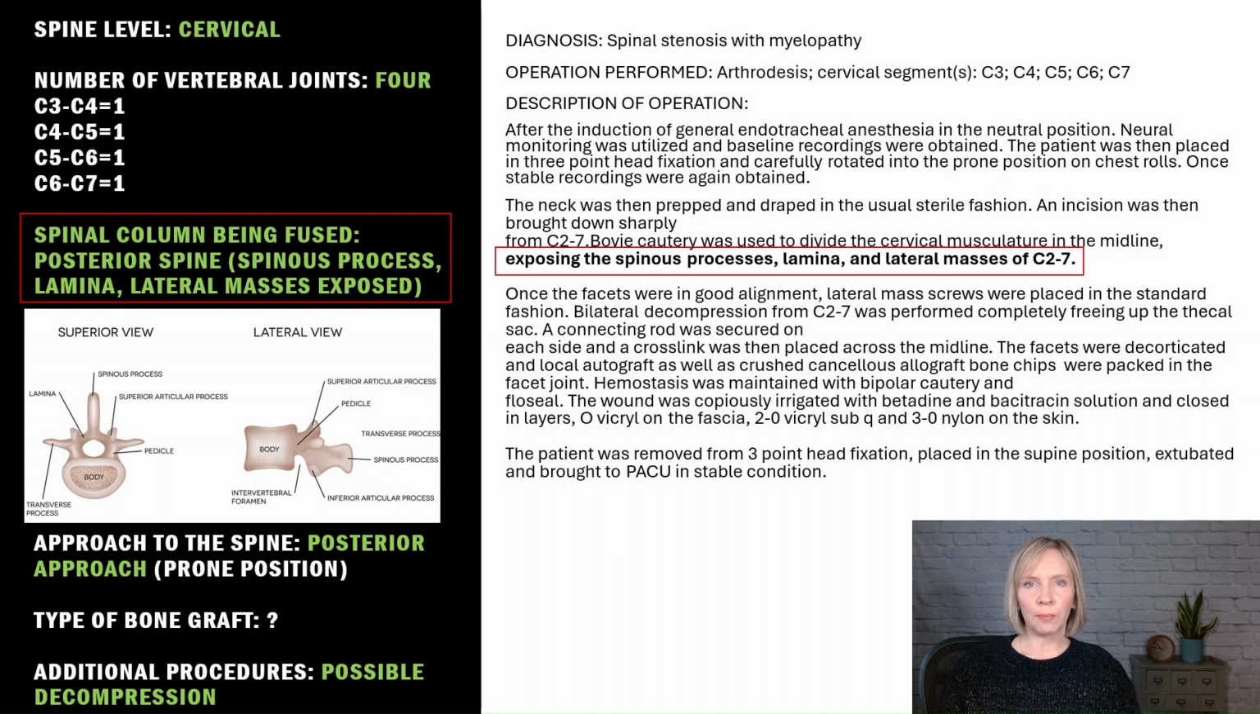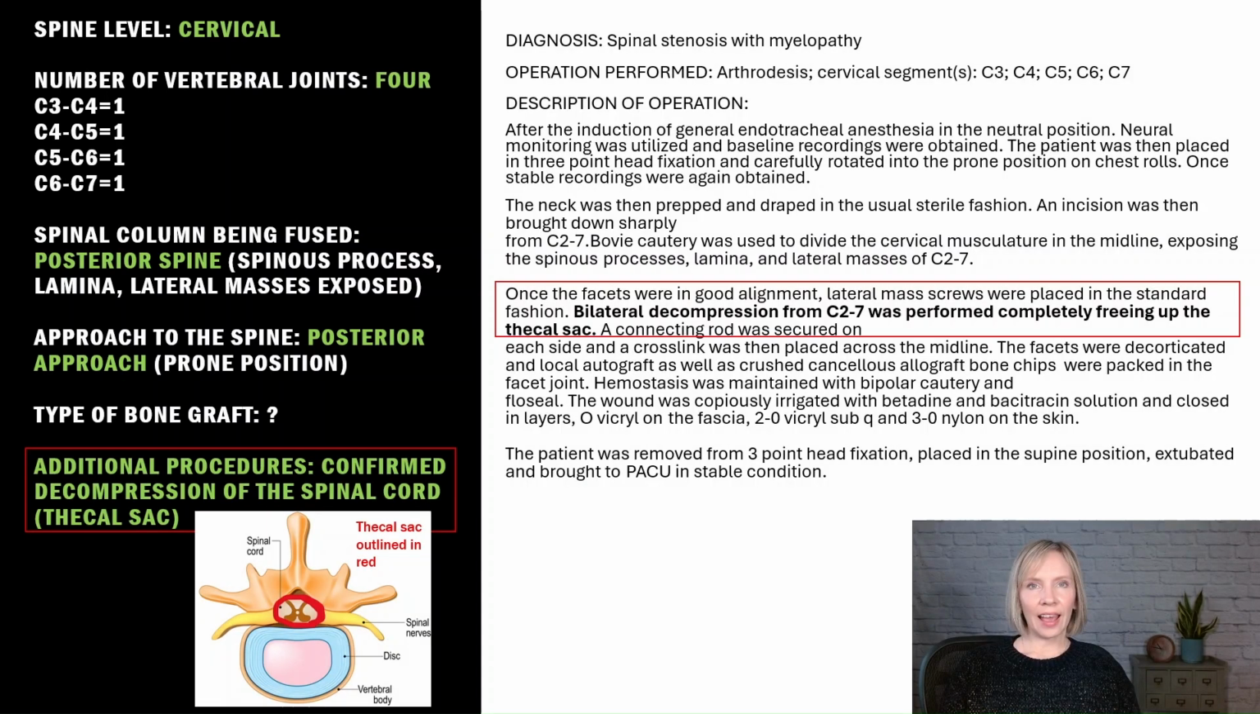Next, an incision was made in the neck exposing the spinous processes, lamina, and lateral masses of C2 through C7. This indicates that the posterior spine, which refers to the back portion of the spine, will be fused. To determine if the posterior column is the site of the fusion, look for terms such as spinous processes, pedicle, lamina, facet, articular process, and transverse process. Next, the surgeon describes placing screws and decompressing the spine from C2 to C7, completely freeing up the thecal sac.